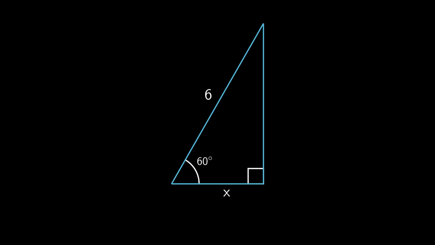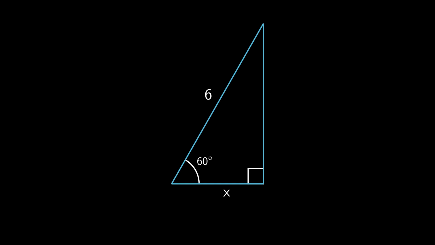In the case where the adjacent leg is unknown, we can set up the following equation. Since we already know that the cosine of 60 degrees is a half, we can easily solve this equation to find x equals 3. You can see more about this in the video Introduction to Trigonometry.